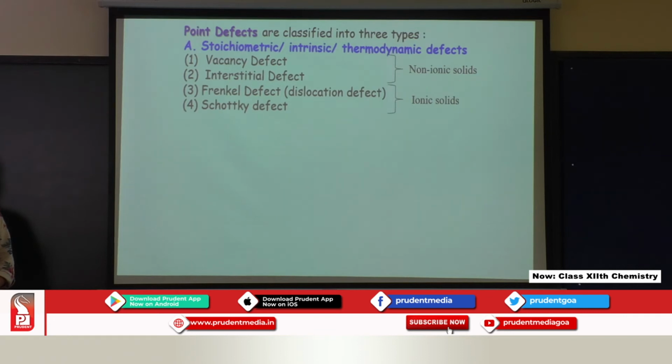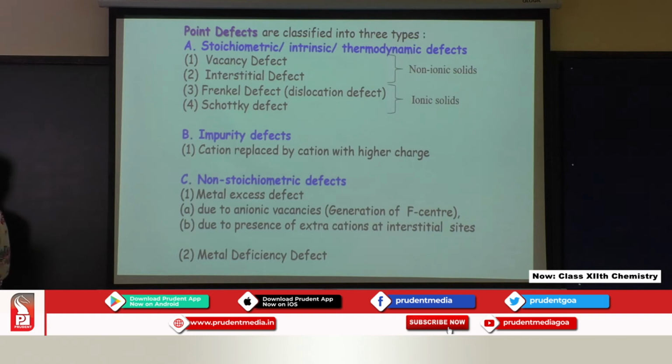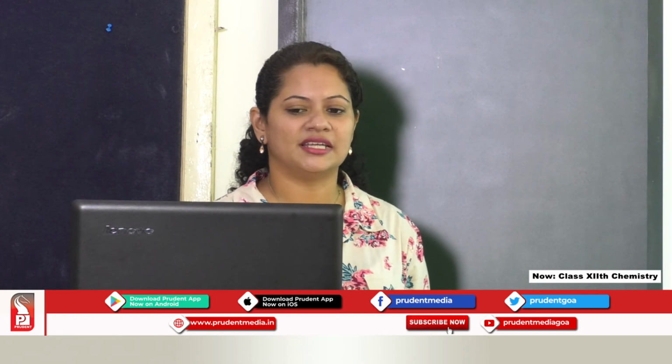We shall now study point defects in detail, and these are classified into 3 types: stoichiometric, intrinsic or thermodynamic defects, which are subdivided into 4 categories: vacancy and interstitial defect, which are shown by non-ionic solids; Frenkel defect and Schottky defect, which are shown by ionic solids only. We also have impurity defects, where we have a cation being replaced by another cation with a higher charge. And lastly, we come to non-stoichiometric defects, under which we have metal excess defect and metal deficiency defect. So let's go through all of these in detail.